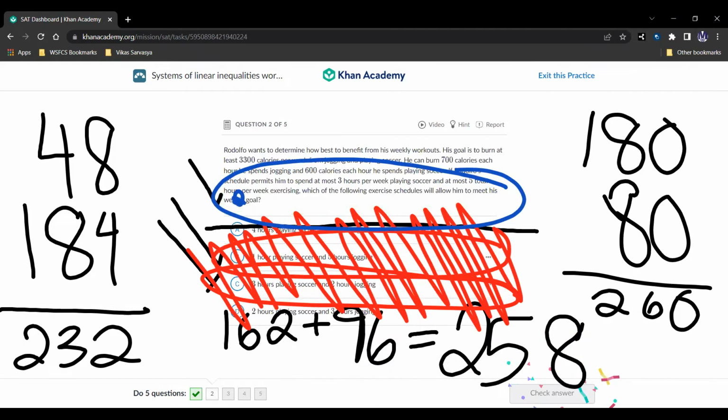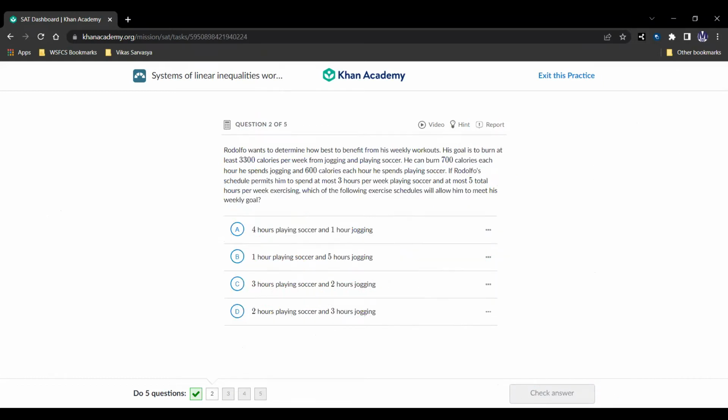Question number 2. Rodolfo wants to determine how best to benefit from his weekly workouts. His goal is to burn at least 3,300 calories per week from jogging and playing soccer. He can burn 700 calories each hour he spends jogging and 6 calories each hour he spends playing soccer. If Rodolfo's schedule permits him to spend at most 3 hours per week playing soccer and at most 5 hours per week exercising, which of the following exercise schedules will allow him to meet his weekly goal?